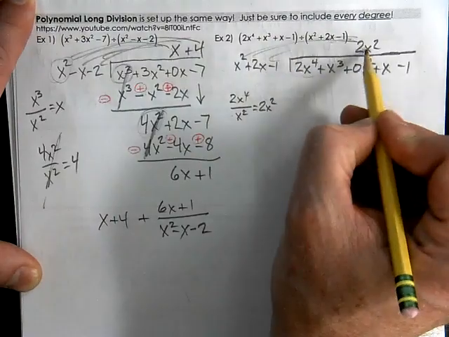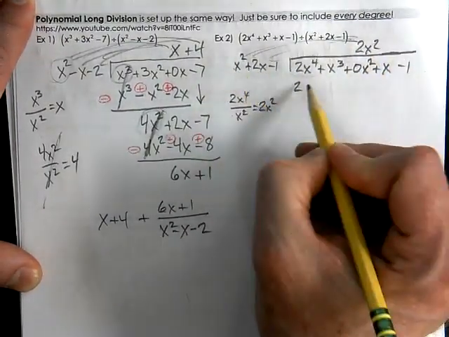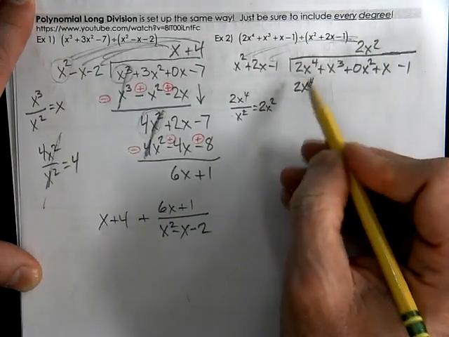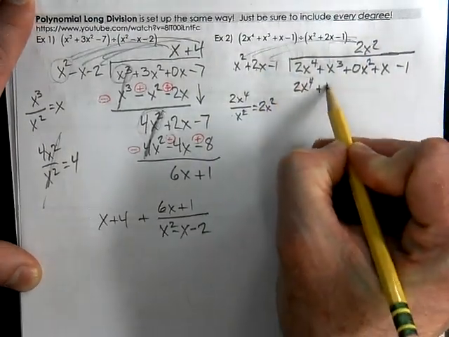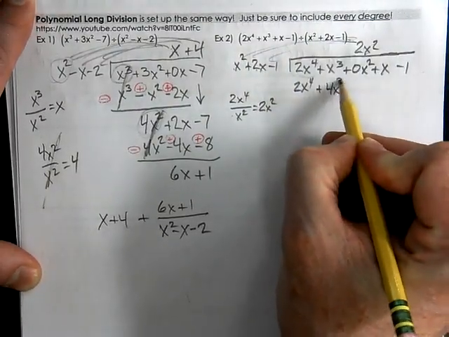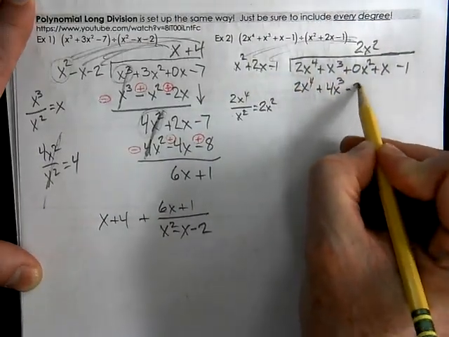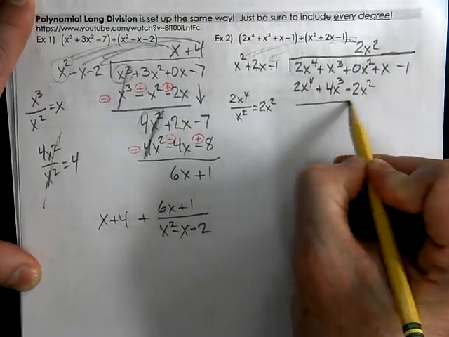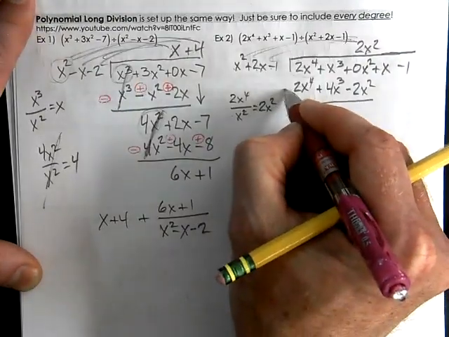Multiply it through. 2 times 1 is 2. X squared and x squared is x to the 4th. That's always going to match. 2 times 2 is 4. X squared and x is x cubed. And 2 and negative 1, x squared. We change our sign.